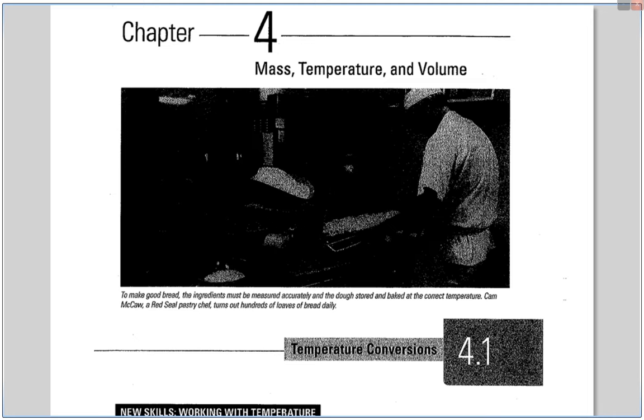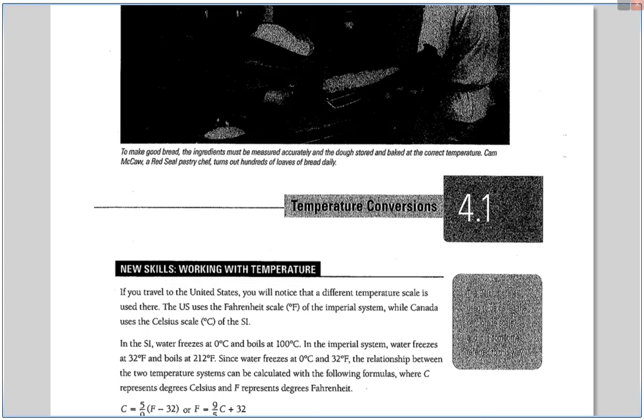Alright, so we're starting chapter 4. It's called Mass, Temperature, and Volume. First section, 4.1, is on temperature conversions.